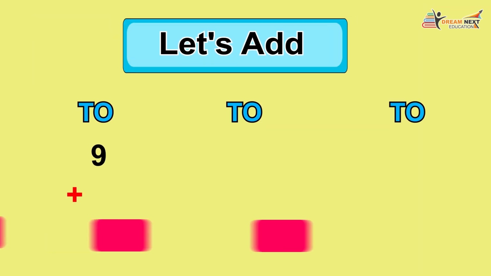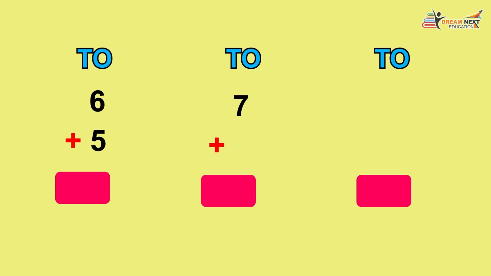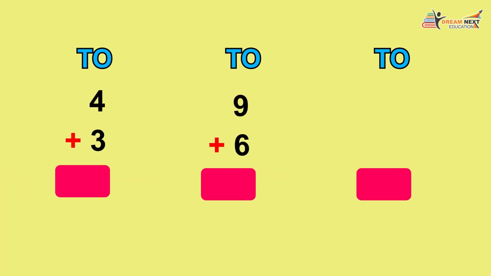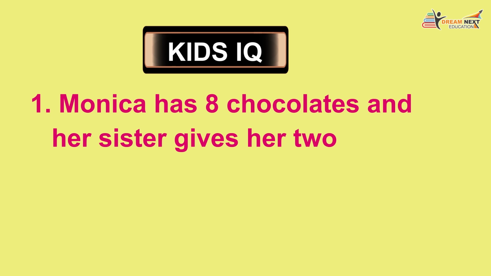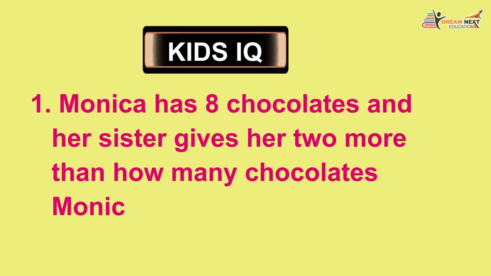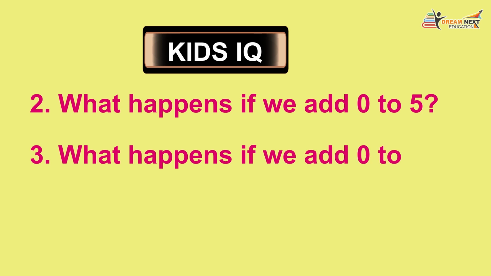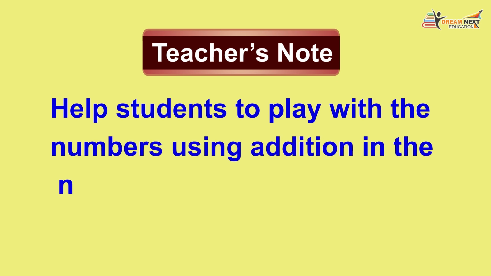Let's add. 9 plus 2, 7 plus 4, 2 plus 5, 6 plus 5, 7 plus 6, 8 plus 9, 4 plus 3, 9 plus 6, 6 plus 6, 2 plus 7, 9 plus 5, 9 plus 8. Kids IQ. 1. Monica has 8 chocolates and her sister gives her 2 more. Then how many chocolates does Monica have now? 2. What happens if we add 0 plus 5? 3. What happens if we add 0 to 10? Teacher's note. Help students to play with the numbers using addition in the notebook.